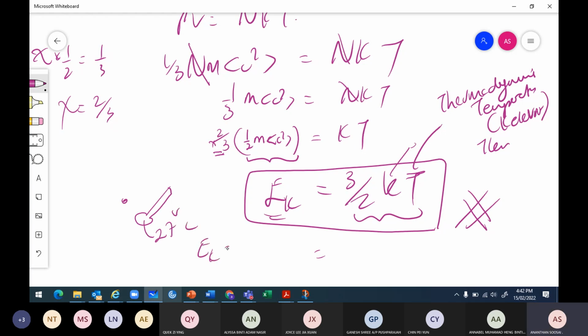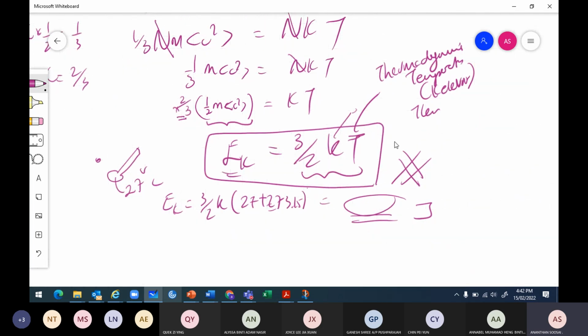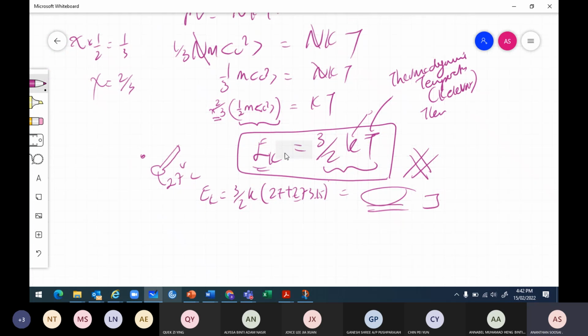Say the room temperature is 27 degrees Celsius. The kinetic energy possessed by one oxygen particle is 3/2 k times (27 plus 273.15) Kelvin, whatever you get in joules. They made it easy for us to find the kinetic energy of a particle. We just need to know the temperature, no need to find the speed. We don't know how to find the speed anyway. How are you going to find the speed of a particle moving from one point to another? We can't even see an oxygen particle with the naked eye. But this formula really helps us find the kinetic energy.